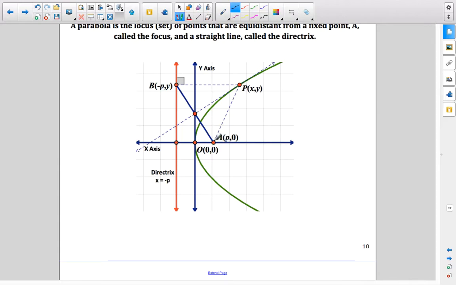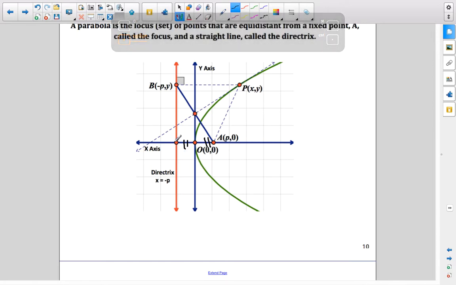And if you notice, if we use this orange line as our directrix, the orange line is going to be equidistant from the vertex, which is right here, to the directrix, and it has the same distance from this vertex point to where the focus point is. And that's very important because we'll be writing our equations with that information.